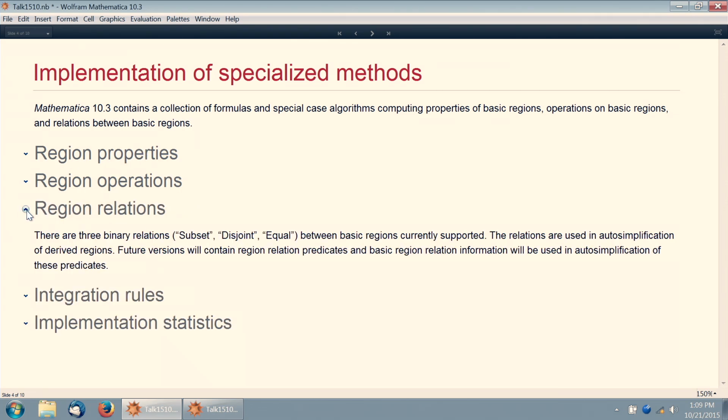And region relations, right now we don't have top-level functions, but we will have top-level functions computing region relations, but we are already storing subset, disjoint, and equal relations, so we can tell whether 2 special regions are disjoint. And again, it can help in computation with those special regions. Like if you have an intersection of 2 regions that are disjoint, then it's empty, nothing to compute. Or for integration over a union of 2 disjoint regions, we can integrate separately over each region.